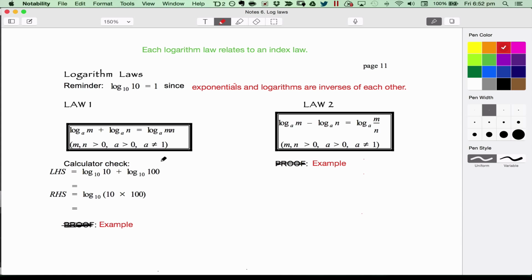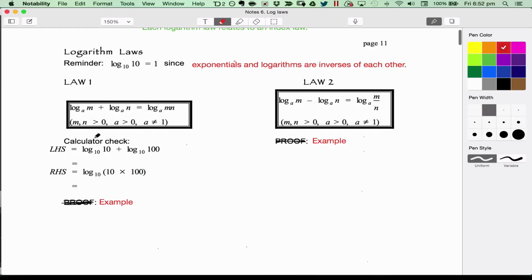to work. You can check this law really easily on your calculator, and I'd like you to pause the video now and just work out what each of these sections equal. This is the left hand side of a problem, this is the right hand side of a problem, and hopefully they should be equal when you do them on your calculator. Pause the video now, please.